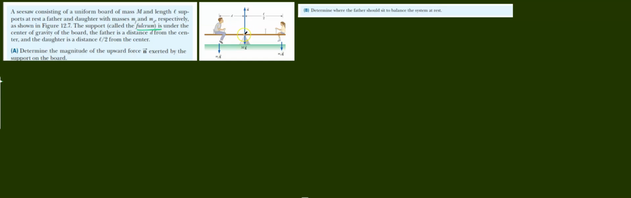We can do the free body diagram on the board, right? So what forces act on the board? Well, the board feels its weight, so we're going to do a sum of forces in Y. We're going to have minus mass of the board times gravity. It feels the weight of the father, minus the mass of the father times gravity, feels the weight of the daughter, mass of the daughter times gravity, plus the normal, right?